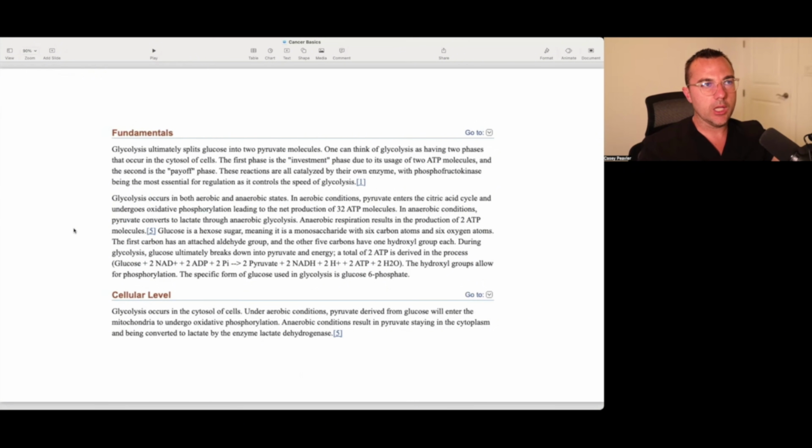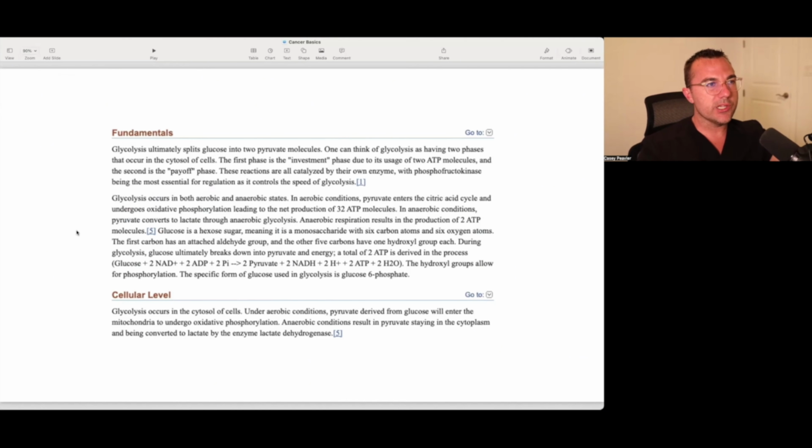One can think of glycolysis as having 2 phases that occur in the cytosol of cells. The first phase is the investment phase due to its usage of 2 ATP molecules, and the second is the payoff phase. These reactions are catalyzed by their own enzyme, with phosphofructokinase being the most essential for regulation as it controls the speed of glycolysis. Glycolysis occurs in both aerobic and anaerobic states. We're going to differentiate the two between aerobic glycolysis and anaerobic glycolysis.